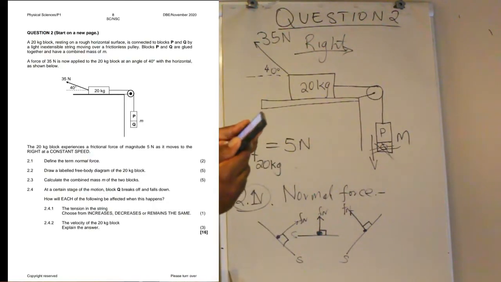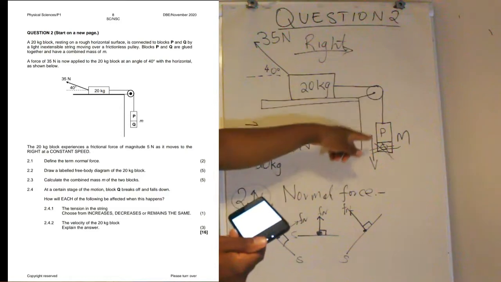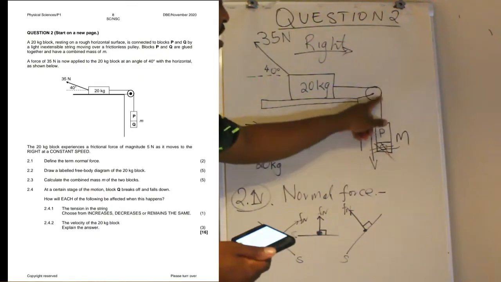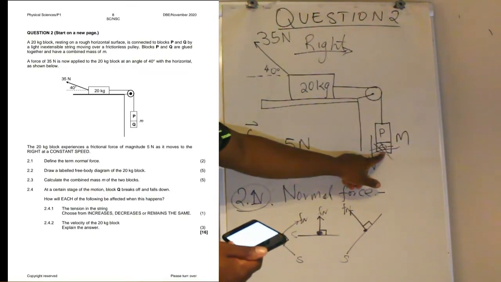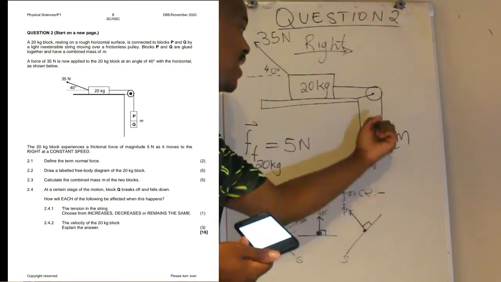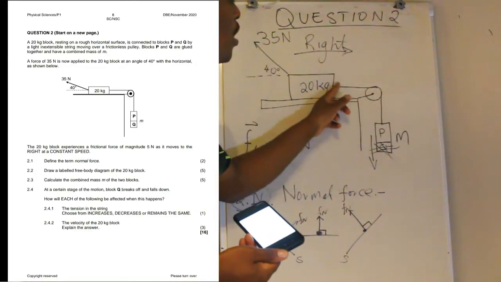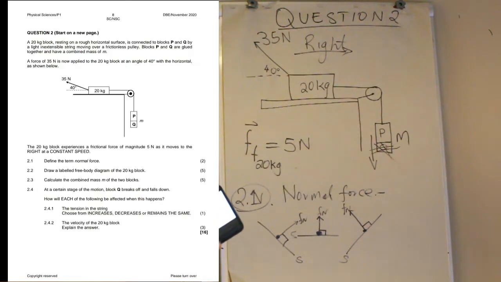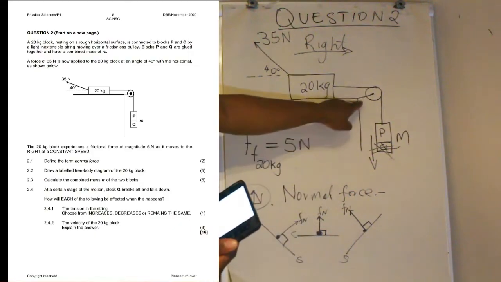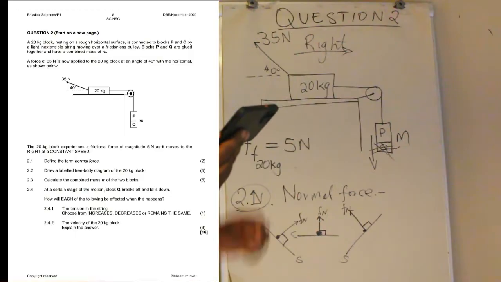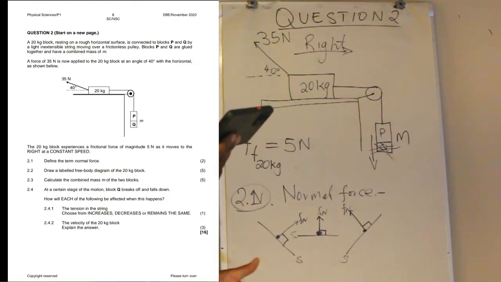They are saying, what will happen to the tension of the string? So they are asking how much will be the force, which is the tension, the force on this string. If you remove a mass, that means now there's less pulling down power, which means there will be less pull on this rope, which means the force on this rope will be smaller. That means the tension will decrease. So how will each of the following be affected when this happens? The tension in the string. Choose increases, decreases, or remains the same.